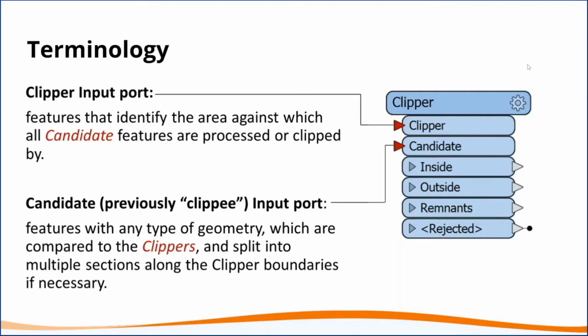Moving on to the candidate input port, this is the first change from 2021 to 2022 that you'll see. It used to be called the Clippee input port, but we've renamed it as candidate. So what are candidate features?